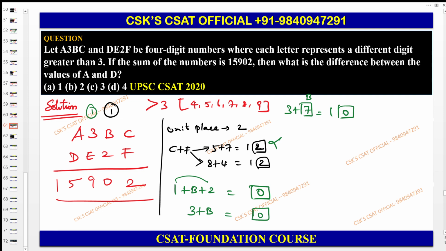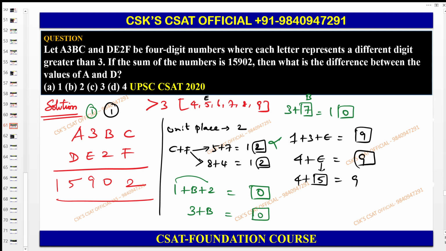Now, next thing we have to find is the 1 plus. That also we need to find here. So, please understand this one. 1 plus 3 plus E has to give 9 in the unit place. Therefore, 4 plus E is equal to 9 in the unit place. So, 4 plus what gives you 9? 5 gives you. So therefore you have found the E value as 5. Right, you have found the E value here, 5.